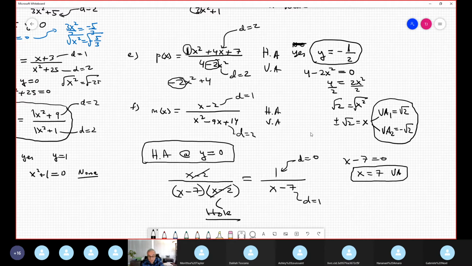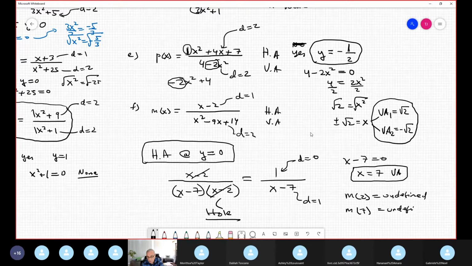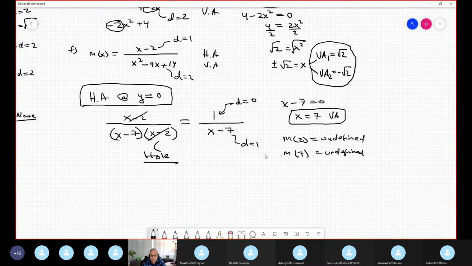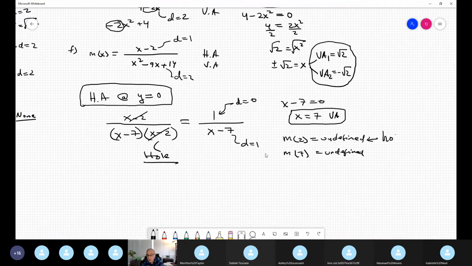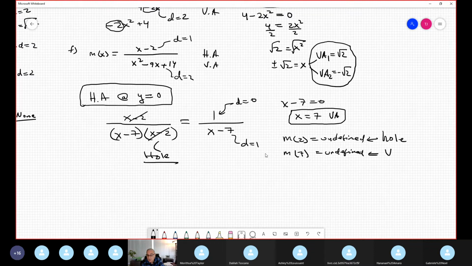It's undefined also, no? If you evaluate at 2, it's undefined. So if you evaluate at 7, it's also undefined. Okay? Is it the same? No, because the denominator is 0, no? But this is a hole, and this is the asymptote, the vertical asymptote.